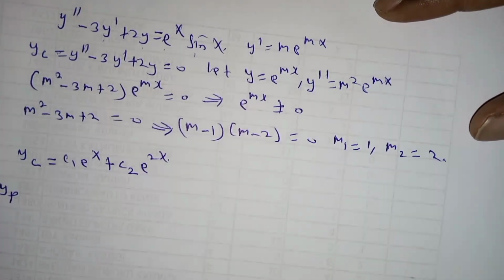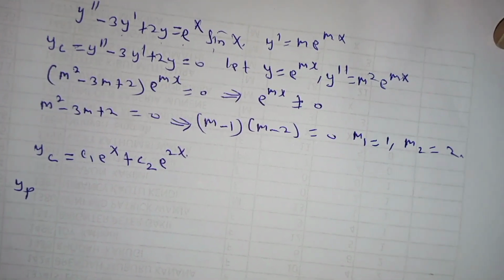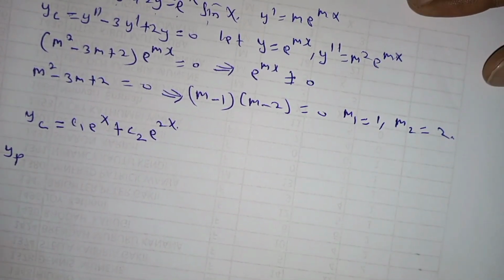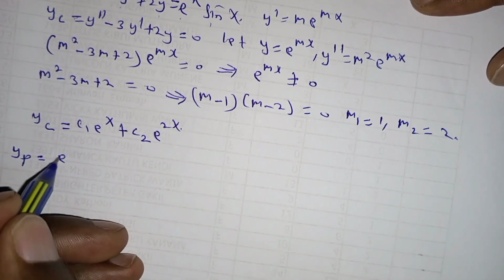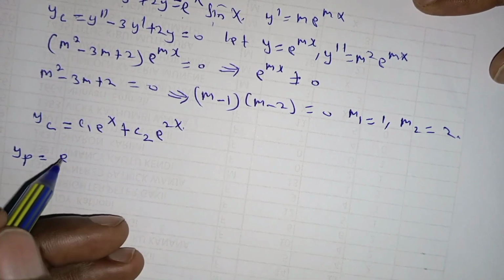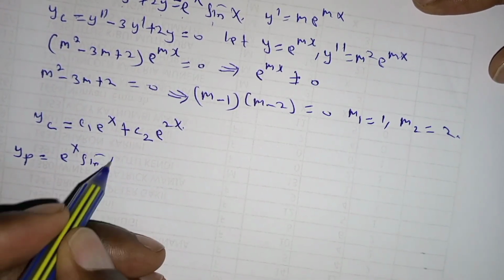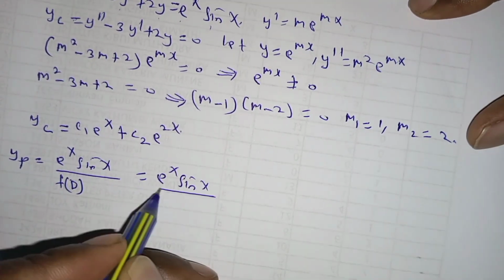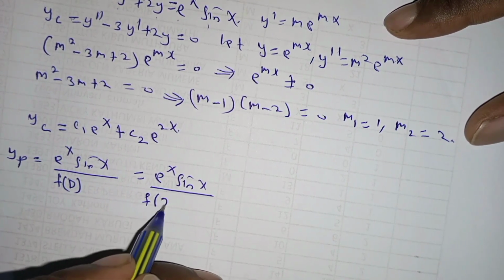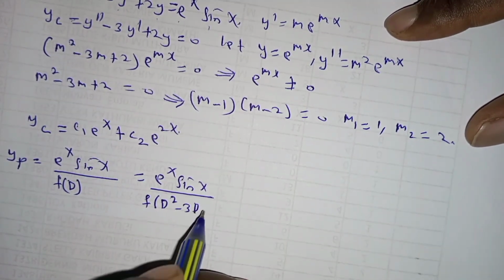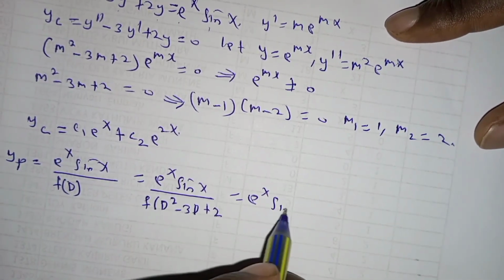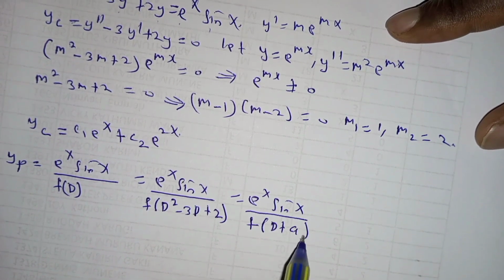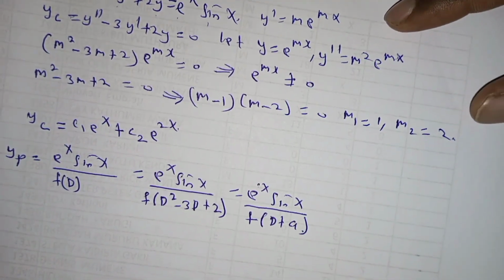Now you concentrate on your y particular. Our y particular will be equal to exponential x sine of x over f of d, which is equal to exponential x sine of x divided by f of d squared minus 3d plus 2, which is equal to exponential x sine of x divided by f of d plus a, whereby our a is the value there in that exponent.